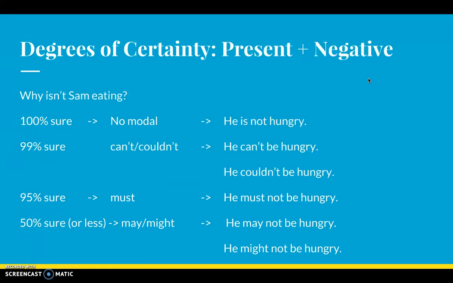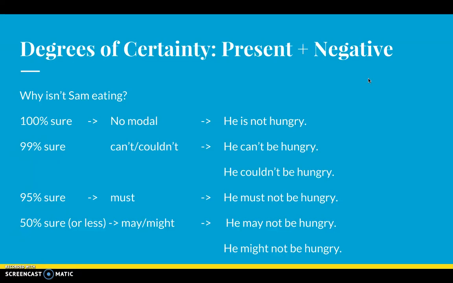If we want to express degrees of certainty in the present but using the negative form, it looks a little bit different. So for example, why isn't Sam eating? Well, if we're 100% sure that we know why he isn't eating, we'll just state that. He is not hungry. He is not eating because he is not hungry. And by using this form, we're telling the listener we are 100% sure that we know why.